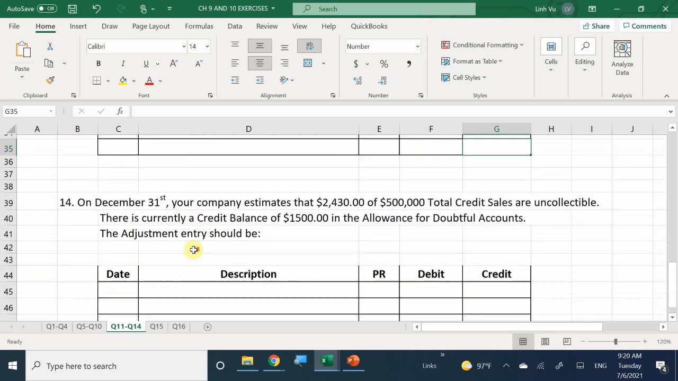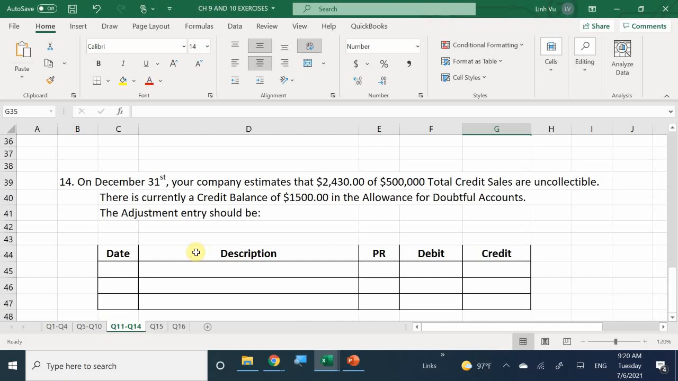Okay? Last but not least, question number 14. December 31st, your company estimates that $2,430 out of its $500,000 total credit sales is to be uncollectible. There is currently a credit balance of $1,500 in the allowance for doubtful accounts. Now, how am I going to record this adjustment?